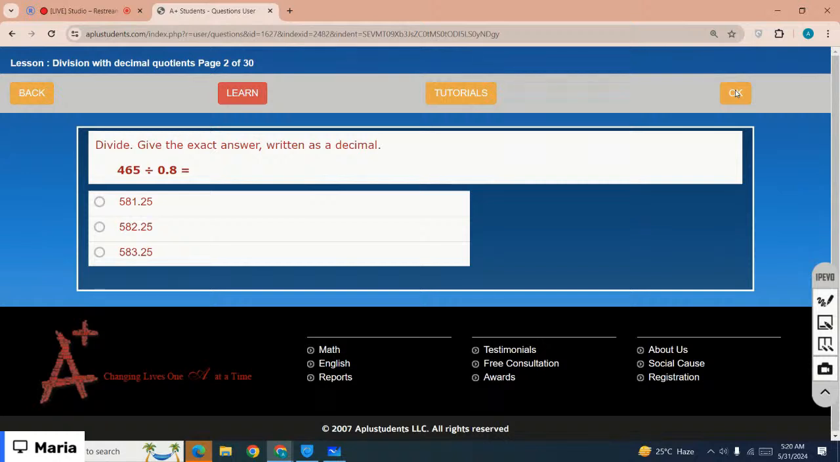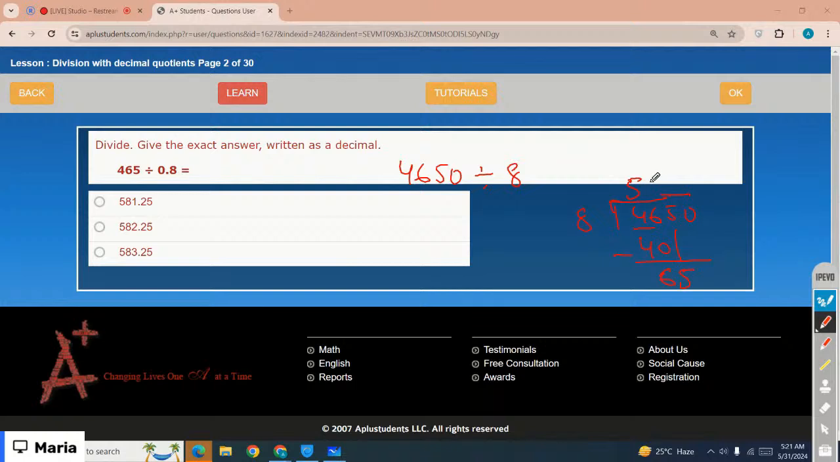Okay, 465 divided by 0.8. Again, you have one decimal place in the divisor. First, you have to add a 0 to the dividend and remove the decimal point, right? Now you have to divide like you divide whole numbers. You need to count 4 until 46. So 4 times 5 is 40. You have 6 here. Now you need to bring 5 down.